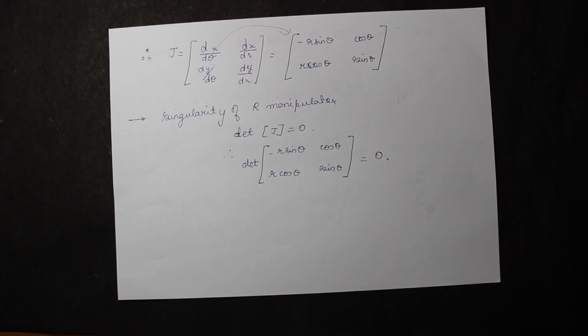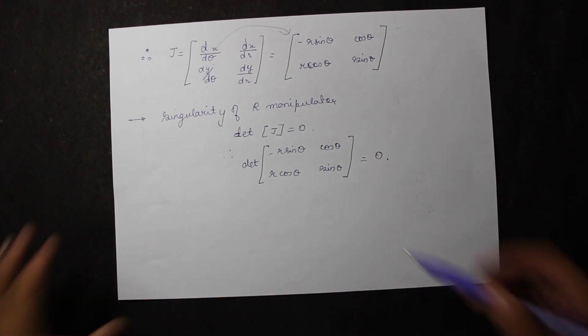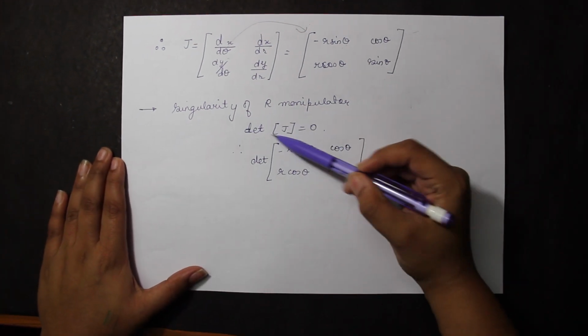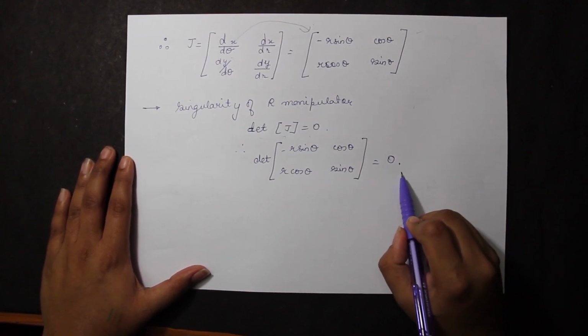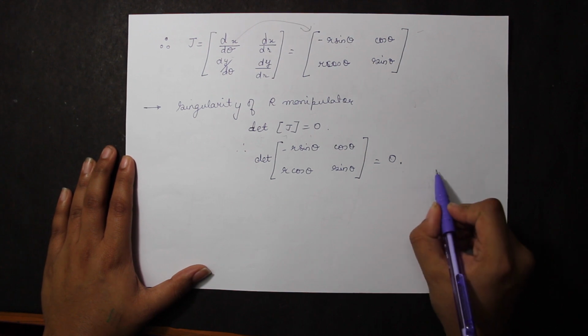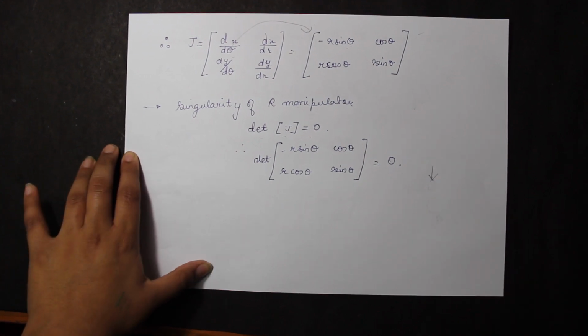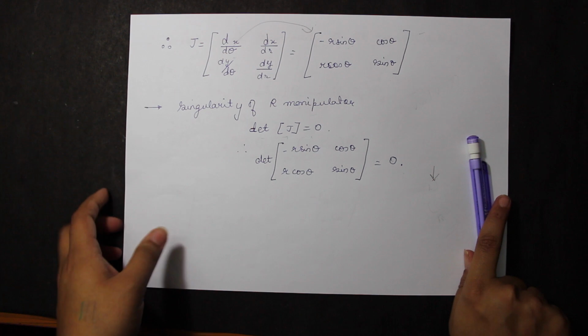If you go ahead and find out the singularity of this matrix, we see that the determinant of J should be 0. You go ahead and find out the value of the determinant J equals 0, and please comment your answers below. I'm eagerly waiting for your answers.